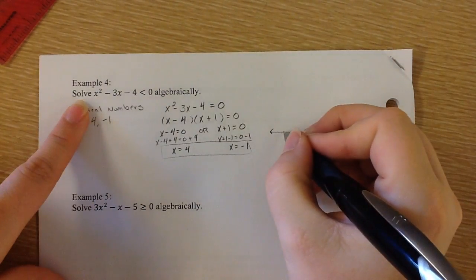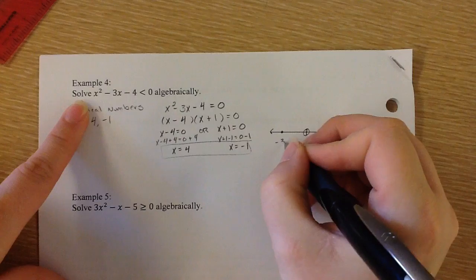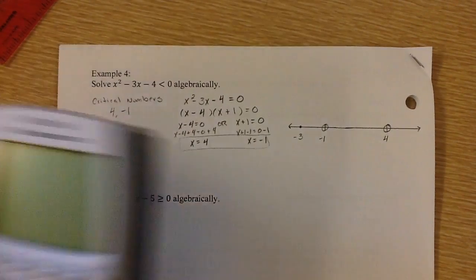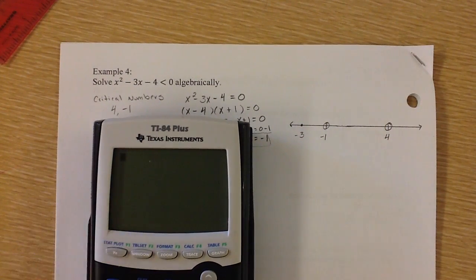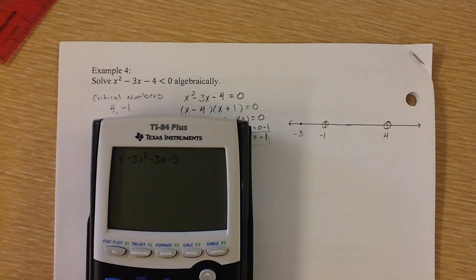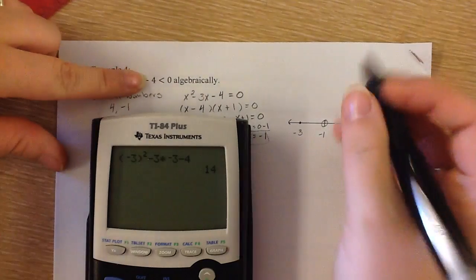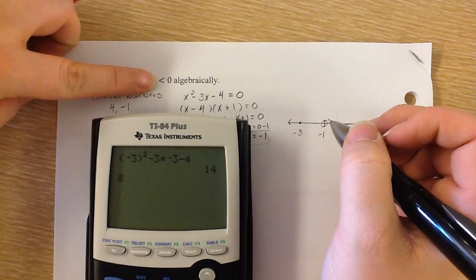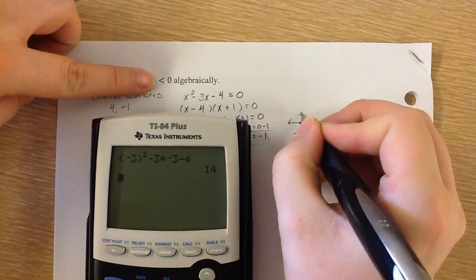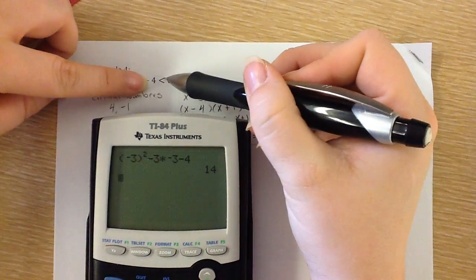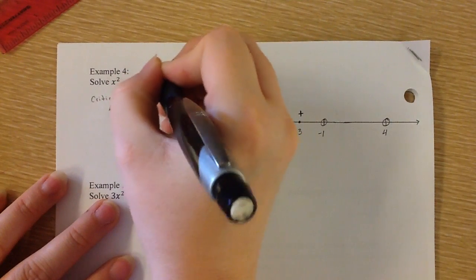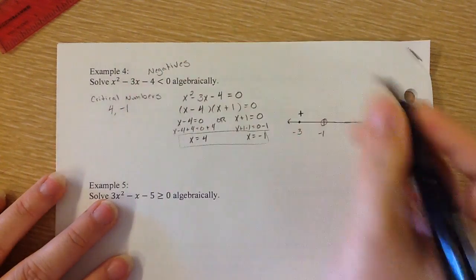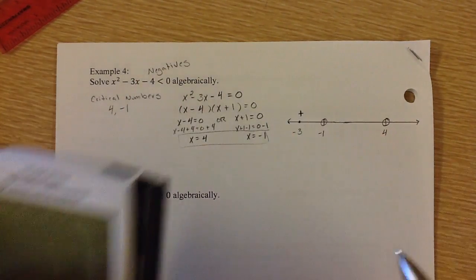So I'm just going to go ahead and test a point down here. Let's go -3, and I want to see, does that point work? So we would go -3 squared minus 3 times -3 minus 4, and I get a positive 14. Is that less than 0? I want it to be less than 0. What kind of numbers are less than 0? Numbers less than 0 are the negatives. I want negatives, but I got a positive down here, so nope, that number down there doesn't work.